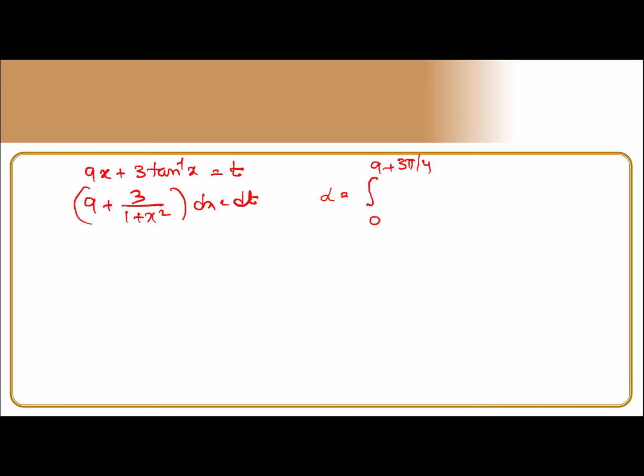So what do we observe in this? 9x plus 3 tan inverse x is equal to t. What is the derivative you get? 9 plus 3 by 1 plus x square dx is equal to dt. So clearly alpha is nothing but, limits you change, 0 to 9 plus 3 pi by 4. So simple, it became e to the power t dt.